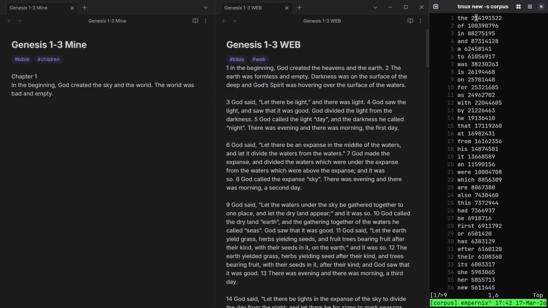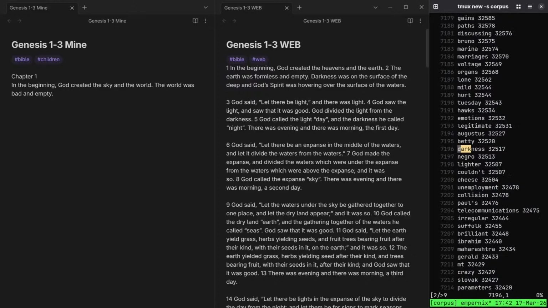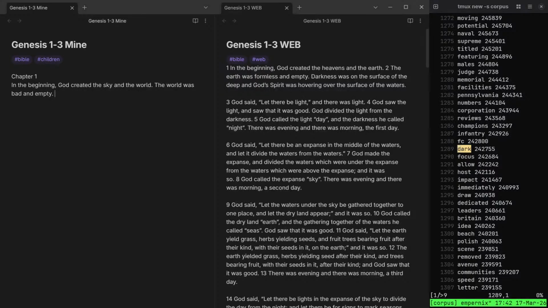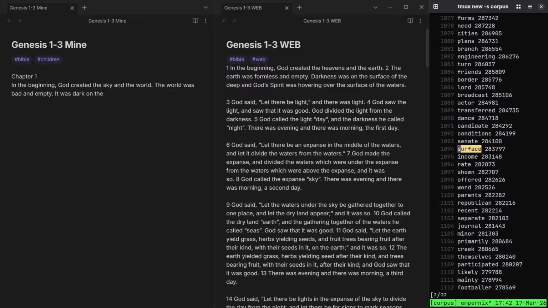Now, darkness is one. I could just say it was dark, right? Darkness is a lot less common. Yeah. It was dark on the surface. Now, surface is a really bad word to be using. I could say top, but what is the deep?